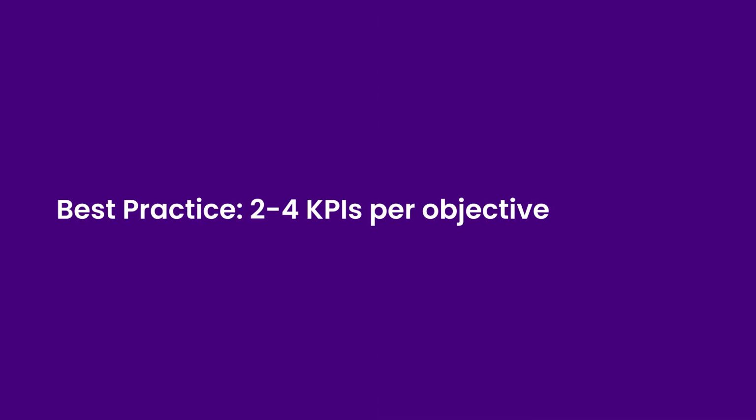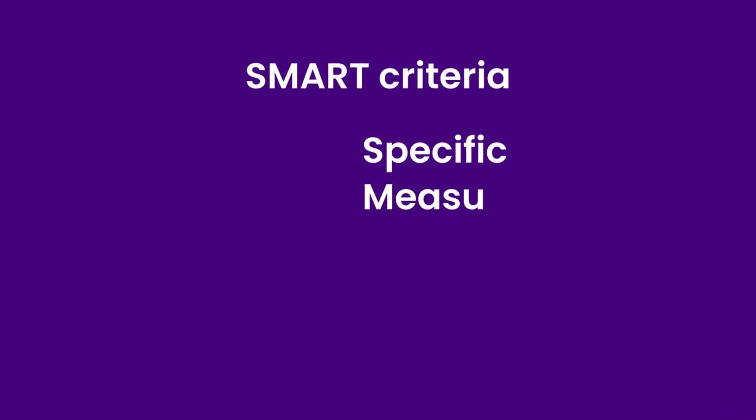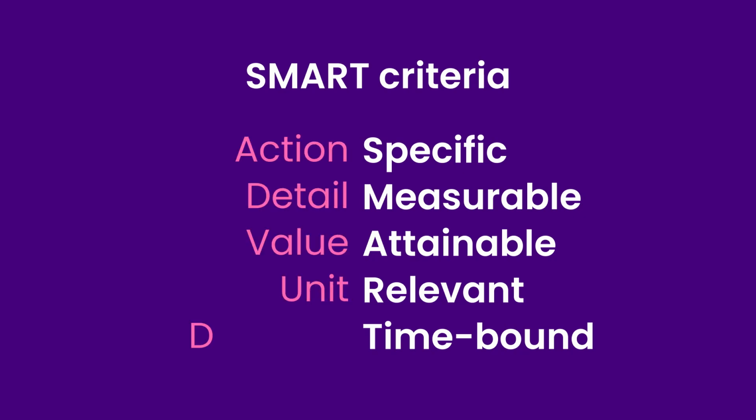A best practice here is to use 2 to 4 KPIs per objective. This ensures you have a well-rounded view of your progress without being overwhelmed by data. Finally, step 4. Write your KPIs. KPIs should follow the SMART criteria: specific, measurable, attainable, relevant, and time-bound. Here's a simple formula: action, detail, value, unit, deadline.